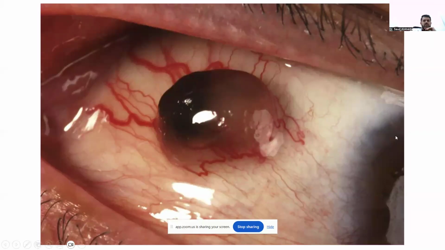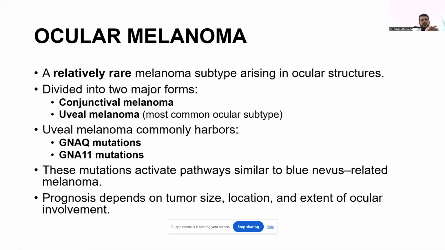So as you can see, this is the eye, and this is the conjunctiva, and you can see something growing out like this. And this is ocular melanoma. It's a rare subtype divided into conjunctival and uveal. The uveal one commonly harbors GNAQ and GNA11. It has similar pathways to blue nevus. Prognosis, of course, depends on extension and involvement, and this usually goes to ophthalmology.